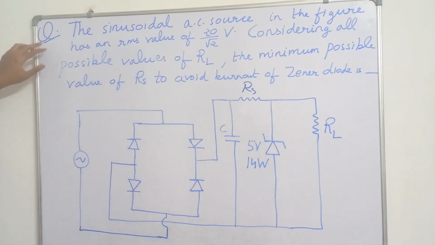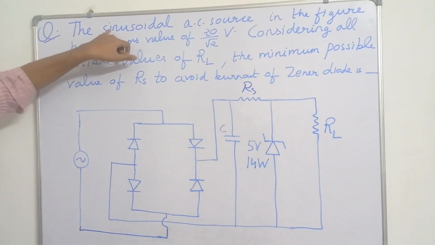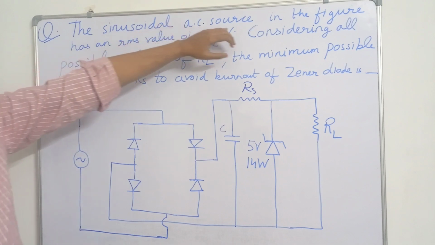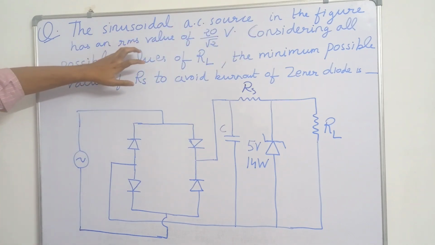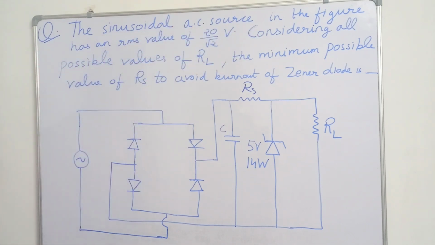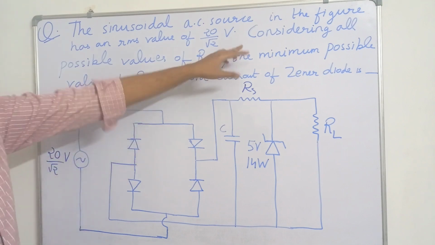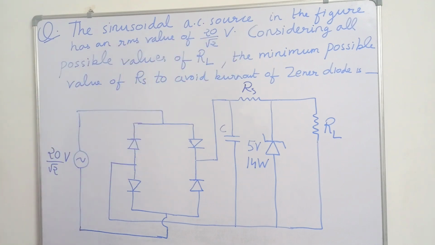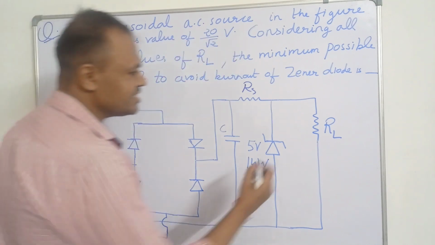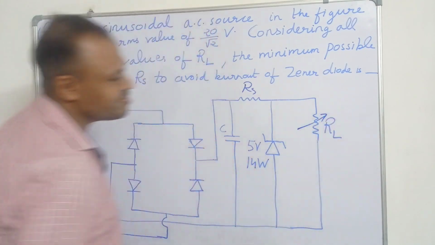So in this we should read the statement. It says the sinusoidal AC source has an RMS value of 20 upon under root 2 volt. Then it says considering all possible values of RL. So it means RL is variable.